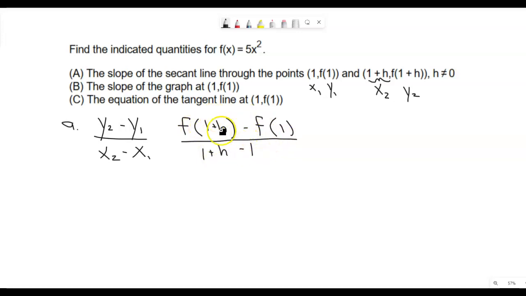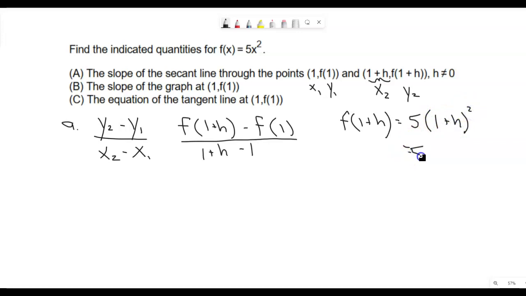Before we go too much farther, let's figure out what this is, and let's figure out what this is. This is going to be the harder one right over there, so let's do that off to the side. I'm going to plug in 1 plus h for x and see what I get. f of 1 plus h means to go into our equation f and replace any of our variables, in this case x, with 1 plus h. So it'll look like this: 5 times 1 plus h quantity squared.